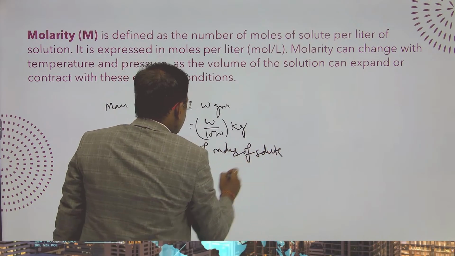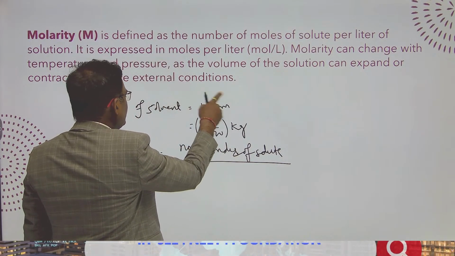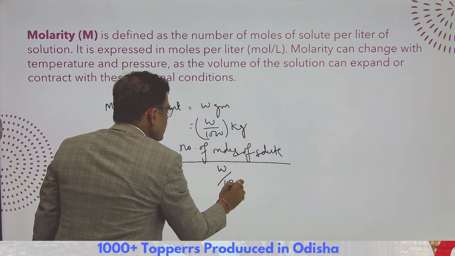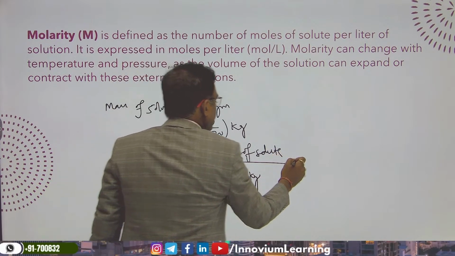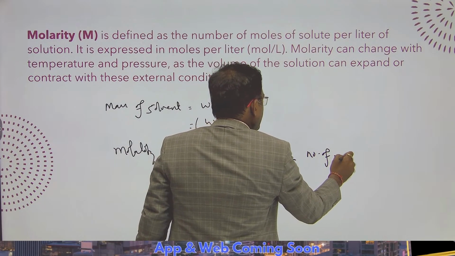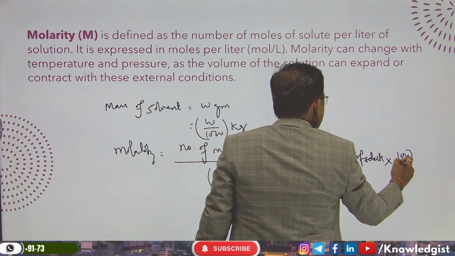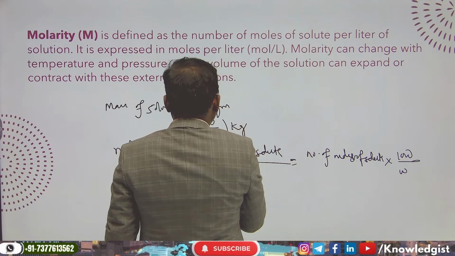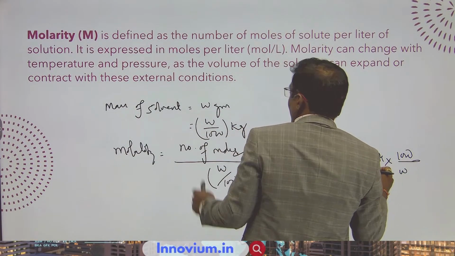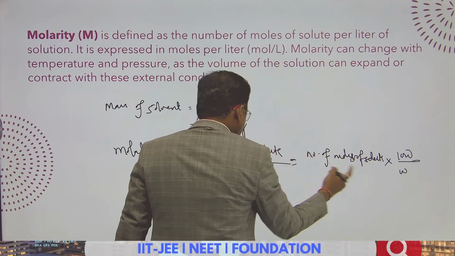Moles of solute by mass of solvent in kg. Now you see, W gram of solvent in kg is equal to what? That is W by 1000 kg. Correct? Now you see, this is number of moles of solute into what? Into 1000 by W. What is this W? W gram is nothing but the mass of solvent. So this is nothing but mass of solvent in gram. So here we can consider this is your W, mass of solvent.